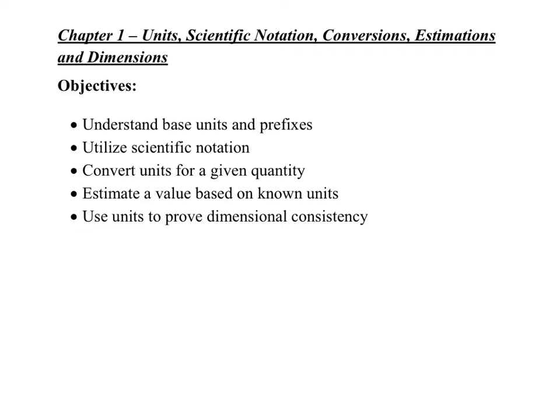With that said, let's begin this chapter. We've got 5 objectives this chapter. First objective, we're going to talk about what are called base units and prefixes. The second objective, scientific notation. The third, conversions of units. The fourth, estimating a value based on known units. And the fifth, using what's called dimensional consistency or dimensional analysis. Those are going to be our 5 main objectives.